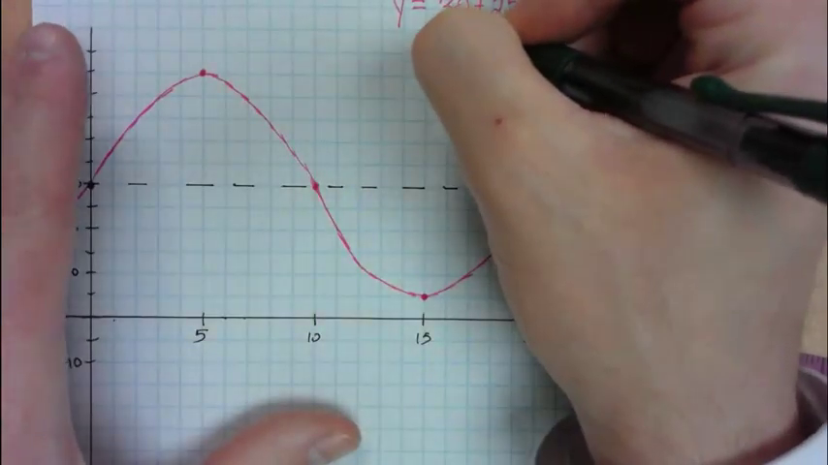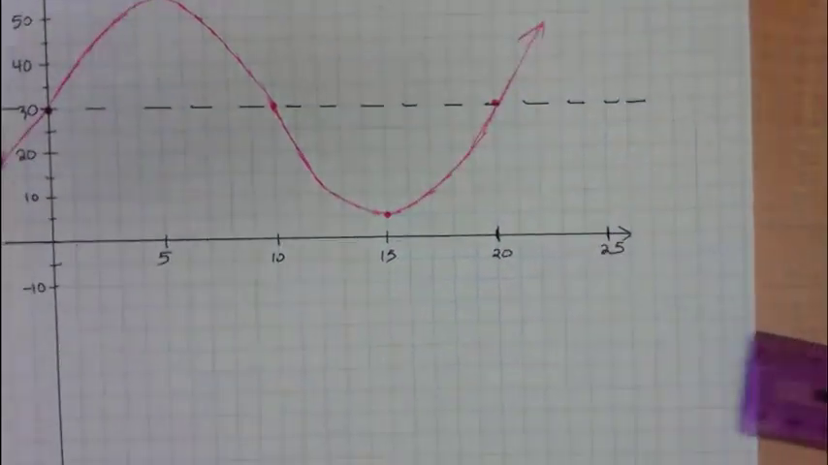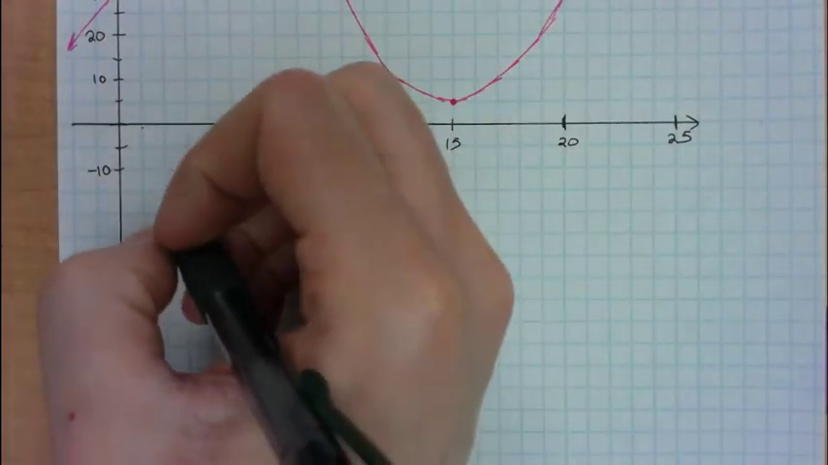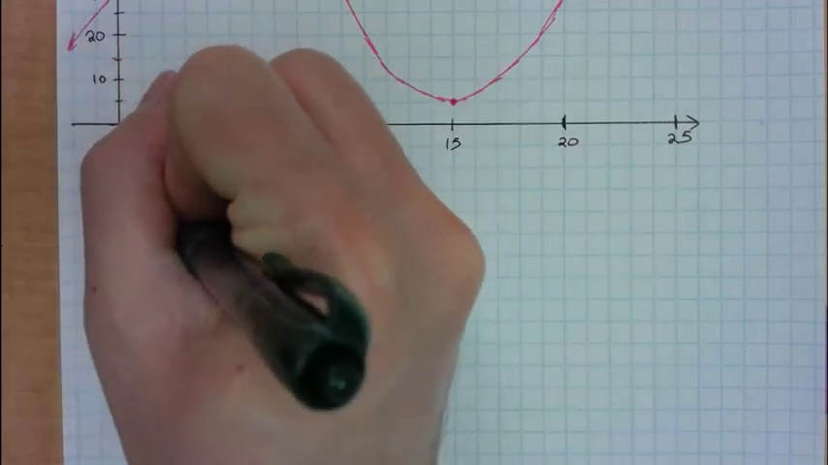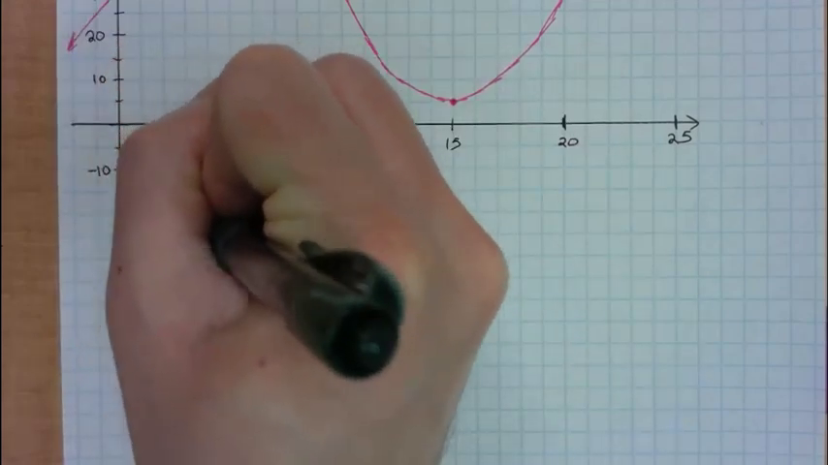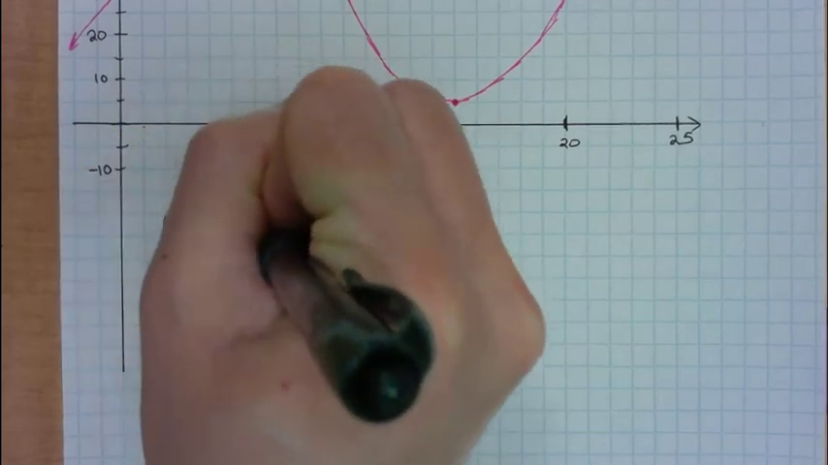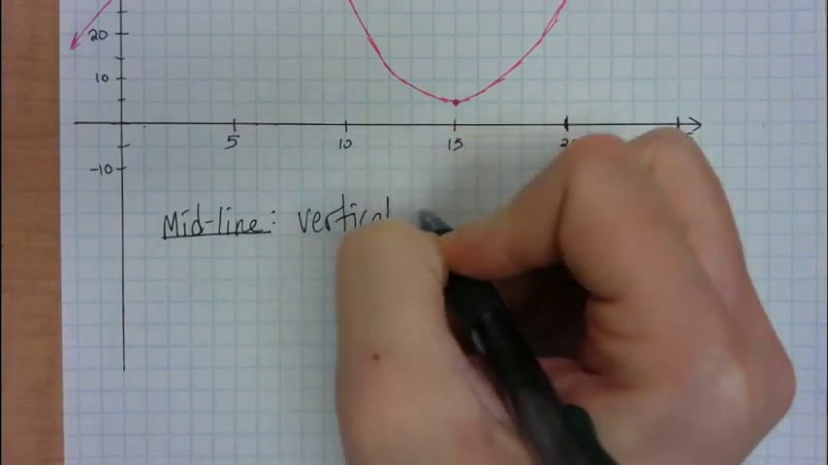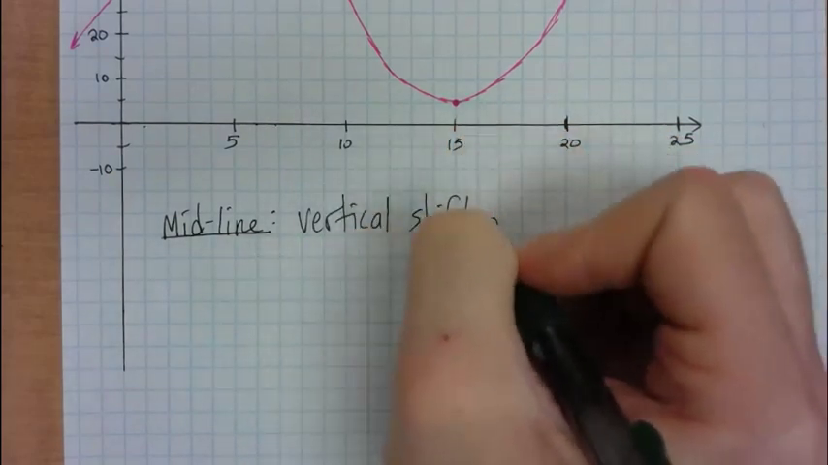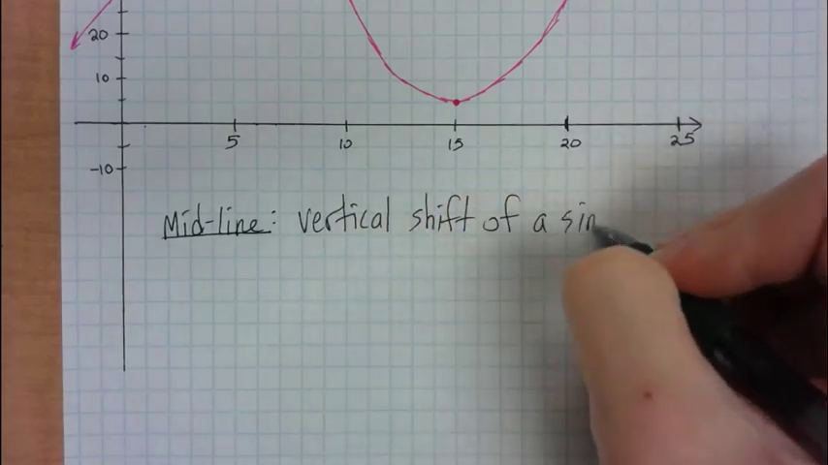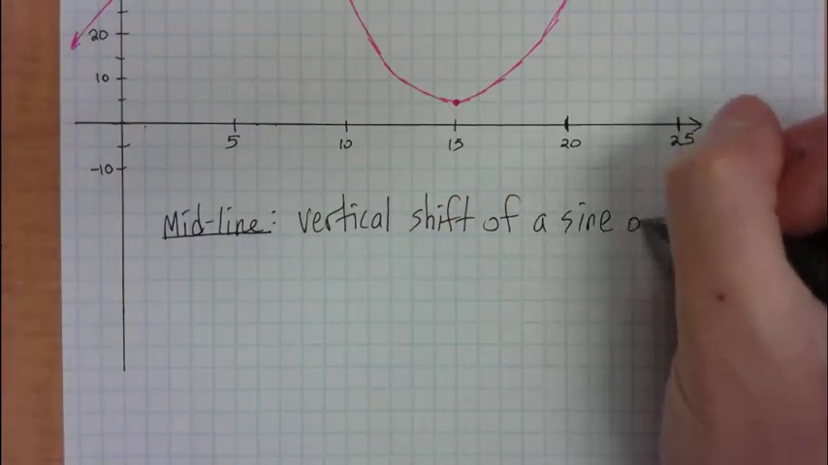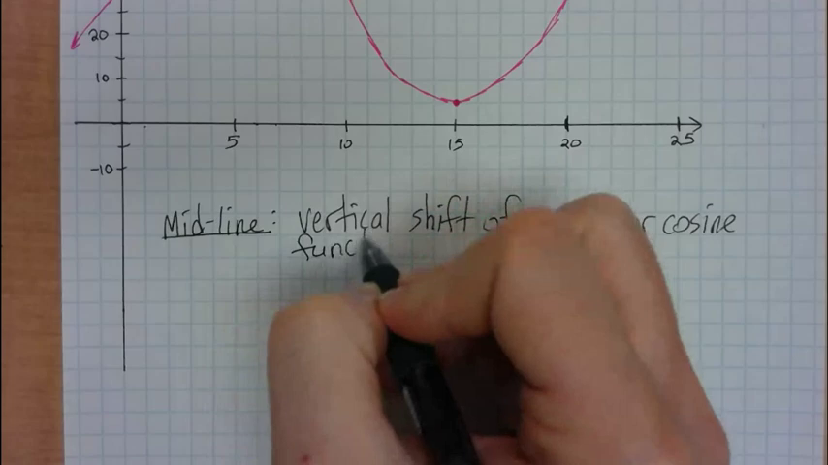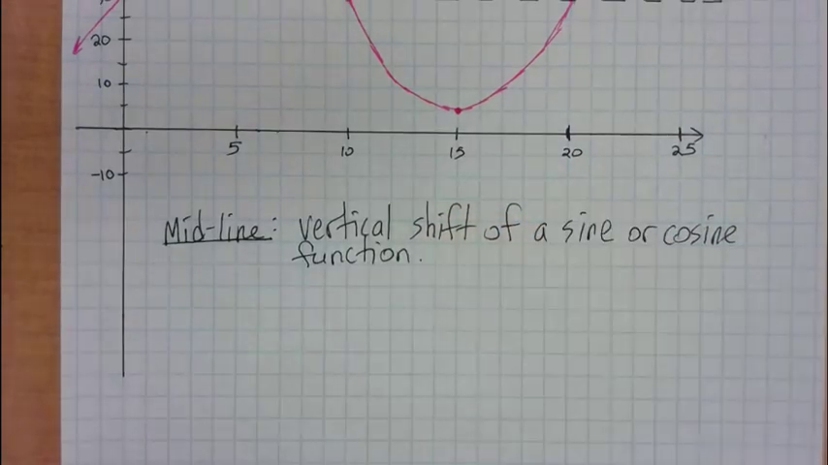So we'll put an A underneath the 30, and the A is representing the midline. So the midline is representing the vertical shift of a sine and also cosine function. And obviously it's the middle.